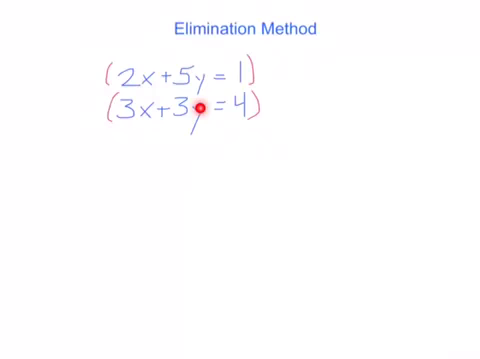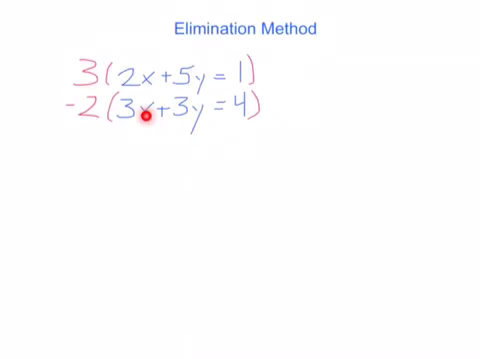I'm going to choose to cancel out the x's, so I'm going to multiply the top equation by 3, and I'm going to multiply the bottom equation by -2. The reason I chose those numbers is that if I multiply 3 times 2x, I get 6x. When I multiply -2 times 3x, I get -6x. Those are opposites of each other, and that is my goal, to cancel out either the x's or the y's. So in this case, I'm going to cancel out these x's.